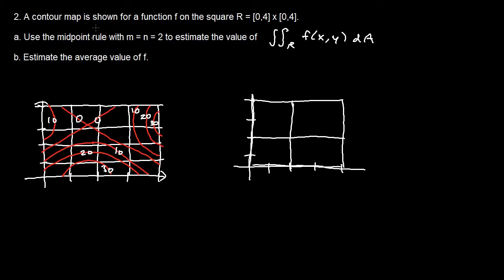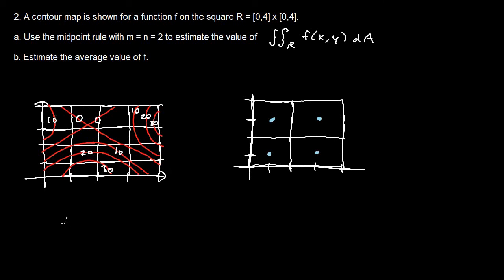So now the problem asks us to use the midpoint rule. So once again, for the midpoint rule, we're going to take the midpoint in each one of those smaller squares, so the exact middle, and then we're going to find out what each of those coordinates are, and then plug them into the function. The function is not given to us in terms of f of x, y, but what is given to us is a contour map. So we can use that to find the value of each xy ordered pair.